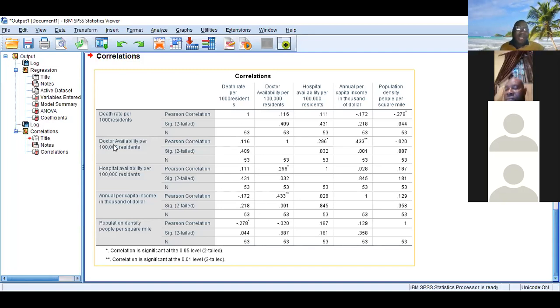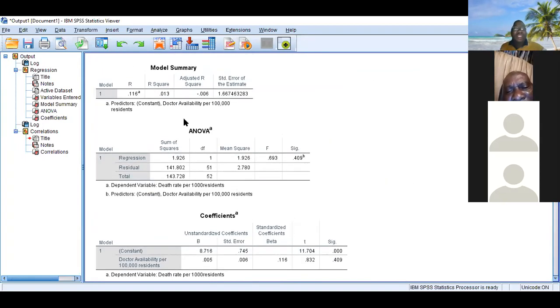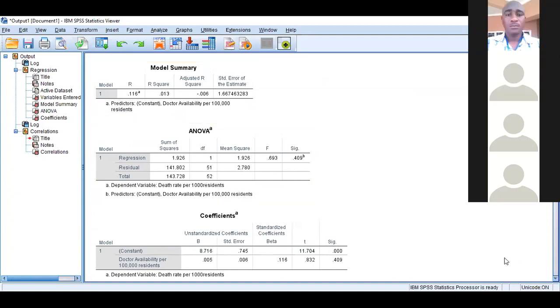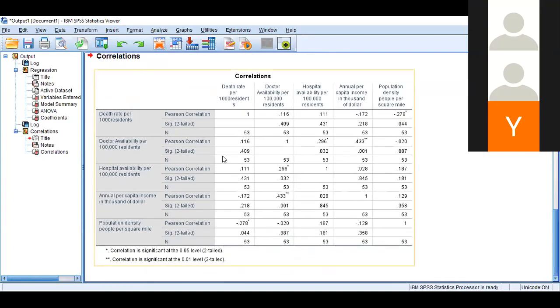So now, if you look at doctor availability and death rate, can you see the correlation is 0.11? So that is what we see in the regression. Can you see it? Please, I want you to respond. That's the answer we see in the regression. Yes, when we look at the R in the regression, it is 0.116. That is the R we saw in the regression, so you can look at it here.